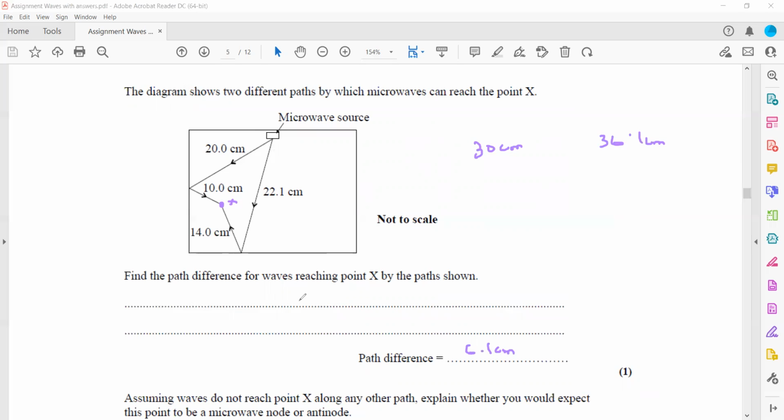And the wavelength, as we already calculated, was 12 centimeter. If the wavelength is 12 centimeter and the distance we are getting is 6.1, what is the path difference? The path difference is half of the wavelength. Normally when we represent the path difference, we represent it in terms of wavelength rather than just writing a number. And if the path difference is half a wavelength, what kind of interference will occur? There will be destructive interference, and as a result of destructive interference, it will form a node.